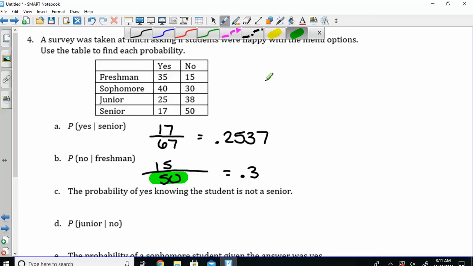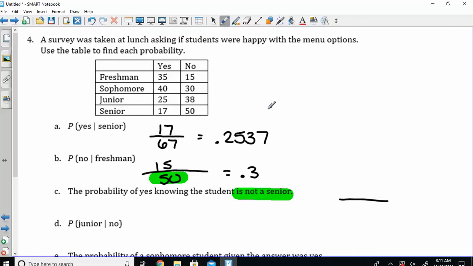So, the probability of yes, knowing the student is not a senior. So I've already given you the given, not a senior. If you are not a senior, that means you could be a junior, a sophomore, or a freshman. So for my denominator, I add all of those up, and what do we get? And then, from that, the top is my yeses. So that's 100 out of 183.